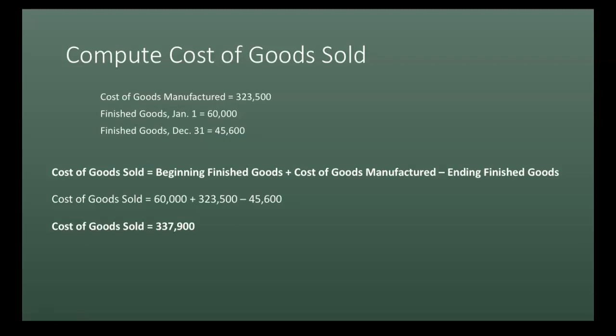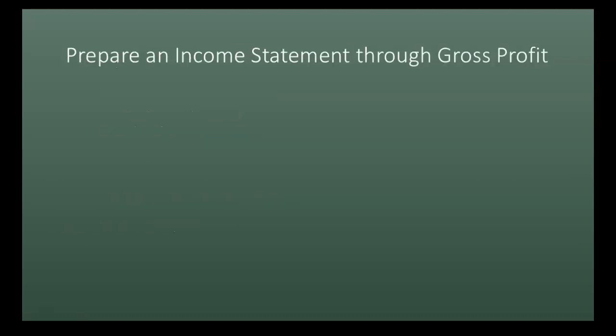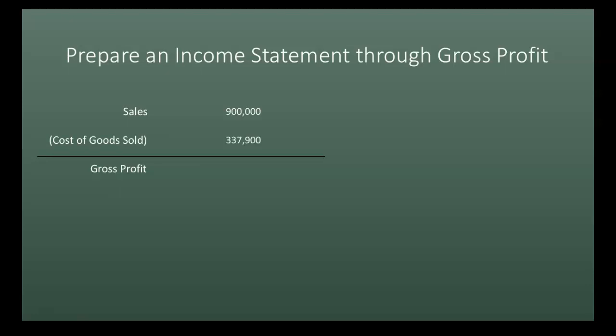Now that we found a cost of goods sold, we can now prepare an income statement through gross profit. So to find your gross profit, you take your sales and you subtract out your cost of goods sold, right? So we were told at the beginning of the problem that our sales were $900,000. We want to then subtract out our cost of goods sold of $337,900. We just found that in the last part. And that gives us a gross profit of $562,100.